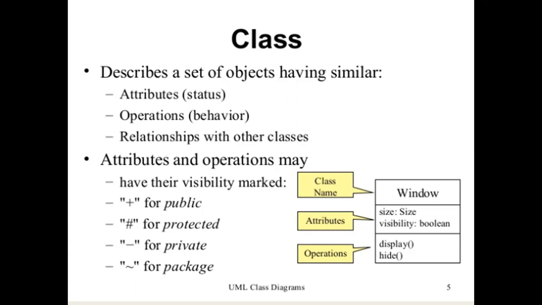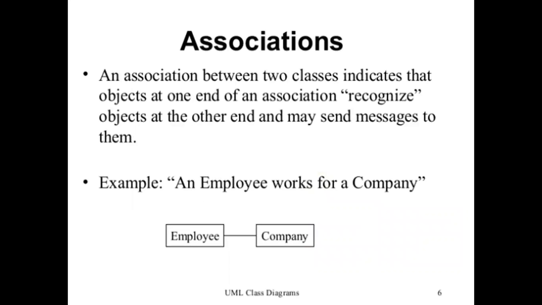Next, the operations may be text or a general operation name, a short verb or verb phrase that represents some behavior. Suppose in our example, window has its operations, that is display or hide. Suppose window has attributes size and visibility. Visibility is a boolean variable, which means it represents a boolean value, zero or one.